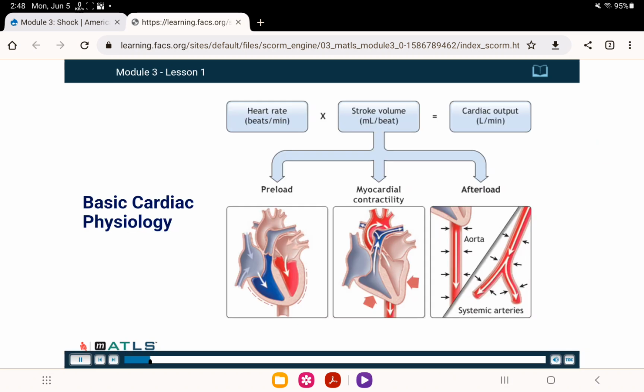The shock state depends upon an understanding of basic cardiac physiology and blood loss pathophysiology. Cardiac output is defined as the volume of blood pumped by the heart each minute. This value is determined by multiplying the heart rate by the stroke volume, or the amount of blood that leaves the heart with each cardiac contraction. Stroke volume is classically determined by preload, myocardial contractility, and afterload.